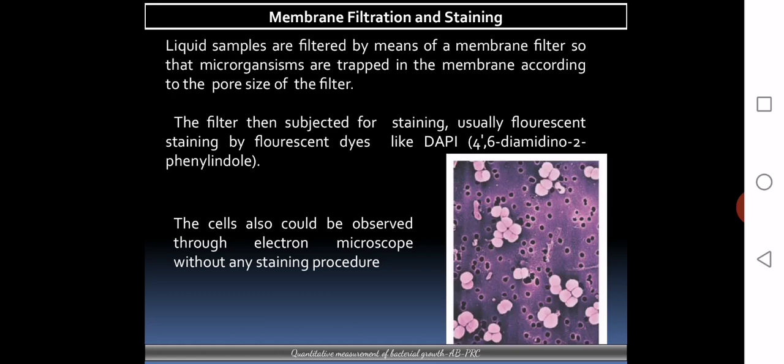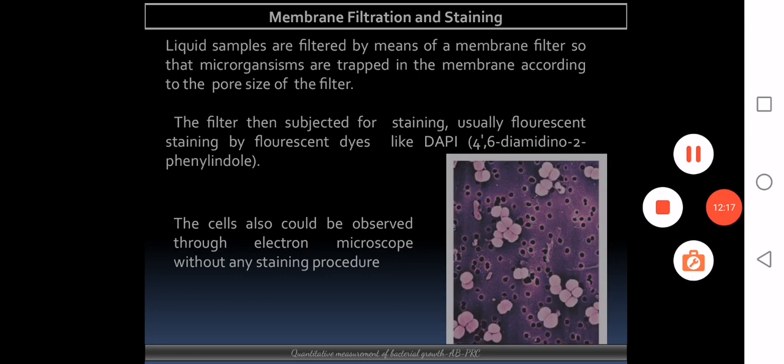Alright, usually this method is preferred for samples where we expect a lesser number of organisms, like drinking water, or samples where we expect a very low density of cells. In those situations, we can use membrane filtration followed by staining. Otherwise, instead of using a fluorescent stain, you can directly go for an electron microscope without the staining procedure. From here we will get a direct count, but here also the count obtained is a total count, not a viable count.